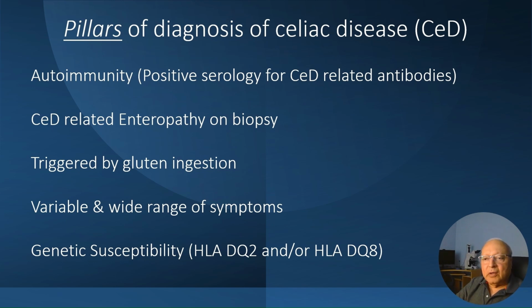There is a variable and very wide range of symptoms, and we'll describe that shortly. And finally, it is only possible to have celiac disease in a subset of the population who are genetically susceptible and have the HLA haplotypes, which are HLA DQ2 or DQ8. If you do not have them, and 60% of the population do not have these haplotypes, you are excluded from even the possibility of having celiac disease.